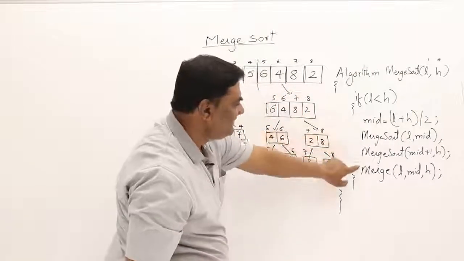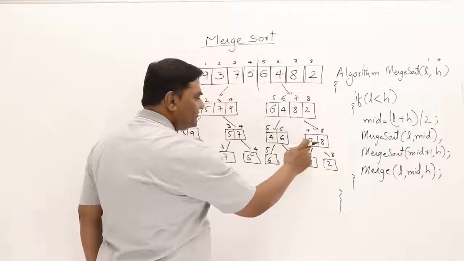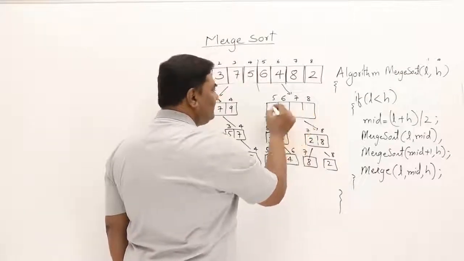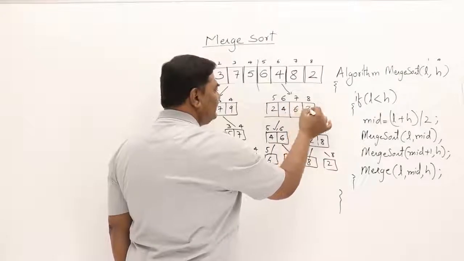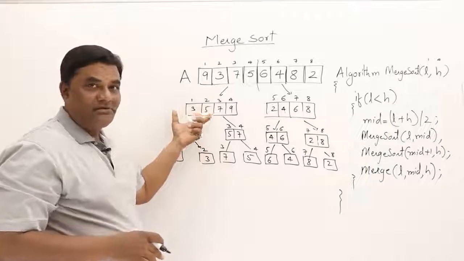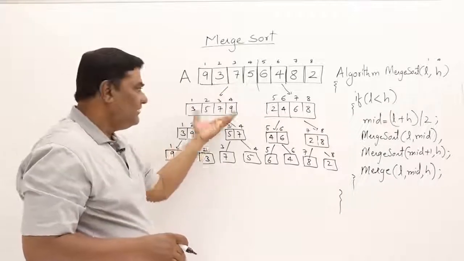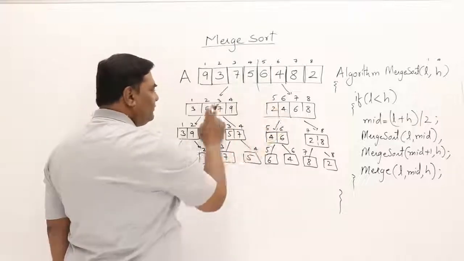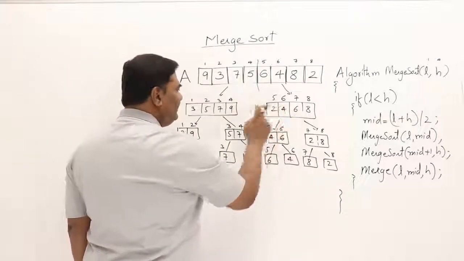Both are sorted, then merge. So this becomes 2, 4, 6, 8. Now this is also sorted. This was already sorted beforehand, left hand side it went. Now these two are merged together. 2, 3, 4, 5, 6, 7, 8, 9.